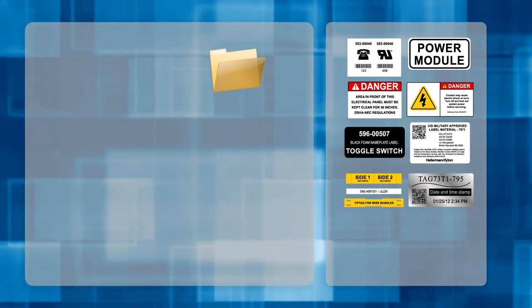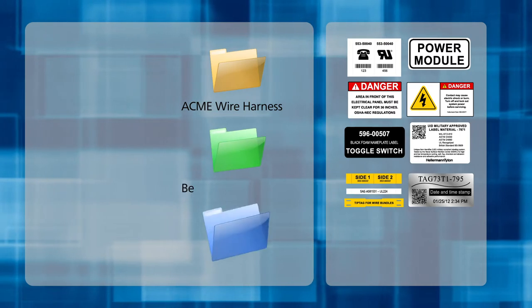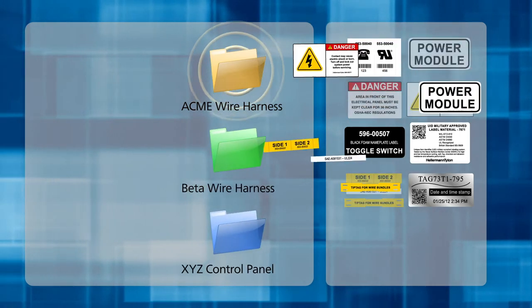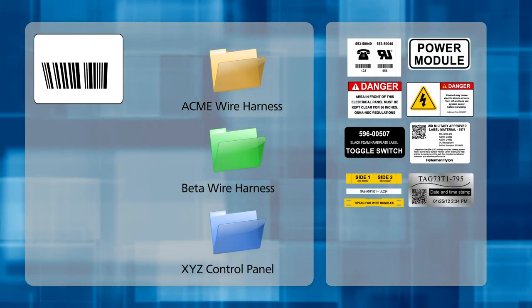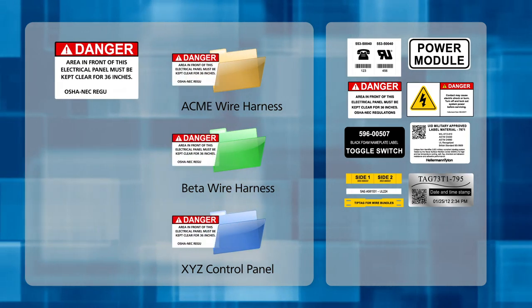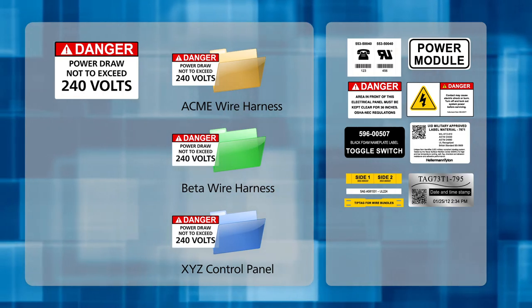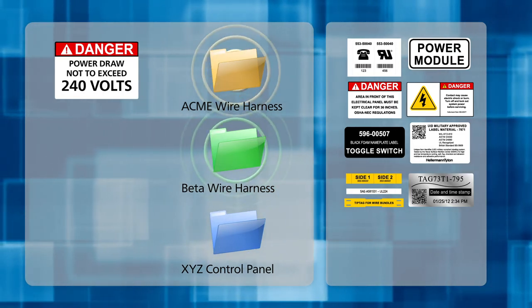Need multiple labels for repeat customer jobs, such as a harness or control panel? Of course, create a job folder. Give it a descriptive name like Acme Wire Harness. Then simply drag and drop the appropriate labels to the folder. Create a barcode for the job, and you're all set. If you ever need to change a label, go ahead. This will automatically update that label in every other job folder it's been assigned to.